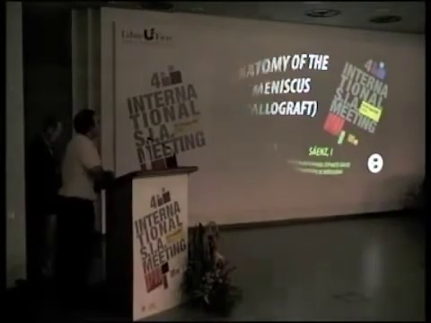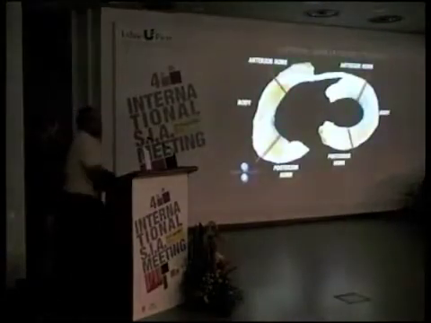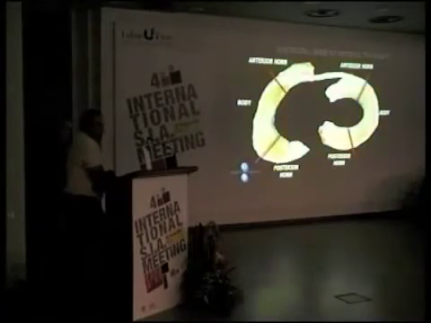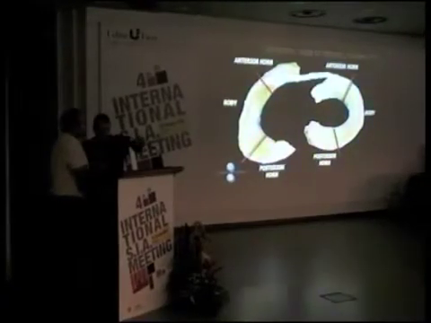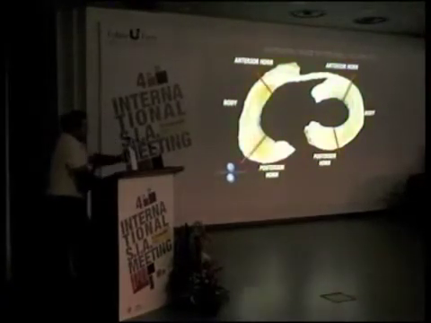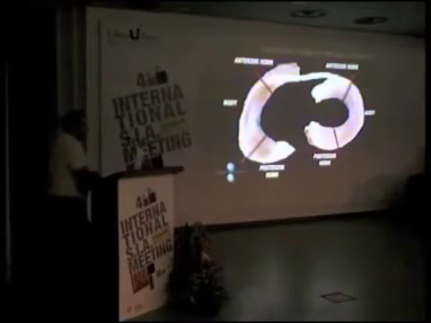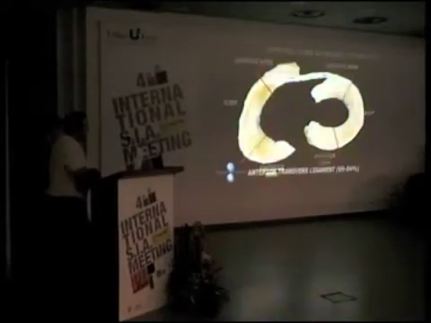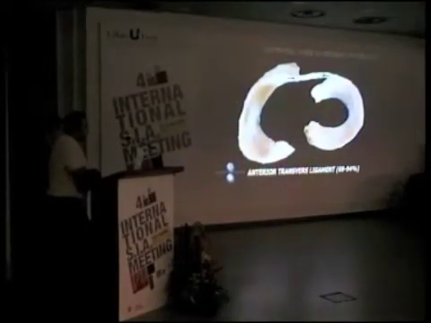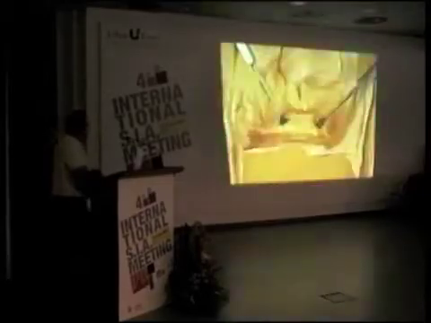Then we talk about the anatomy of the meniscus, focusing on the meniscal transplant. The meniscus is divided into three parts: the anterior horn, the posterior horn, and the body. The anterior horns are united by the anterior transverse ligament. This ligament is present in about 69 to 94%.